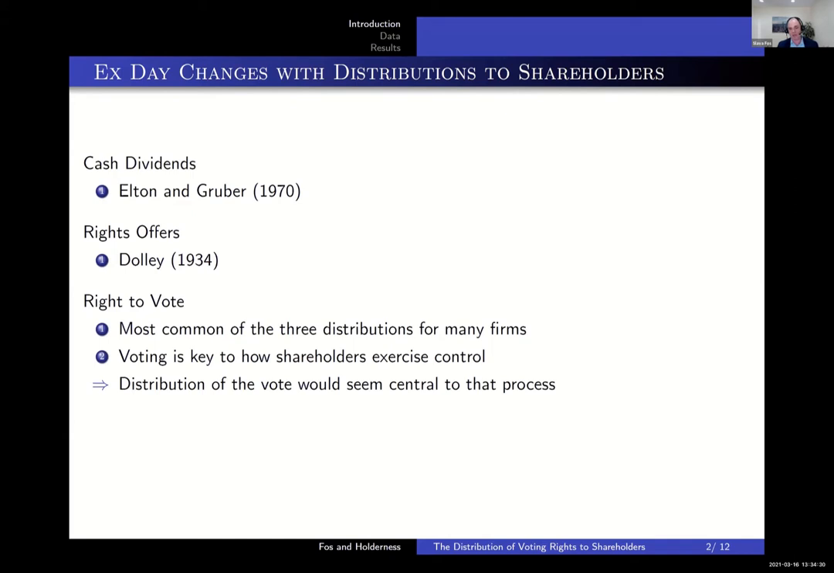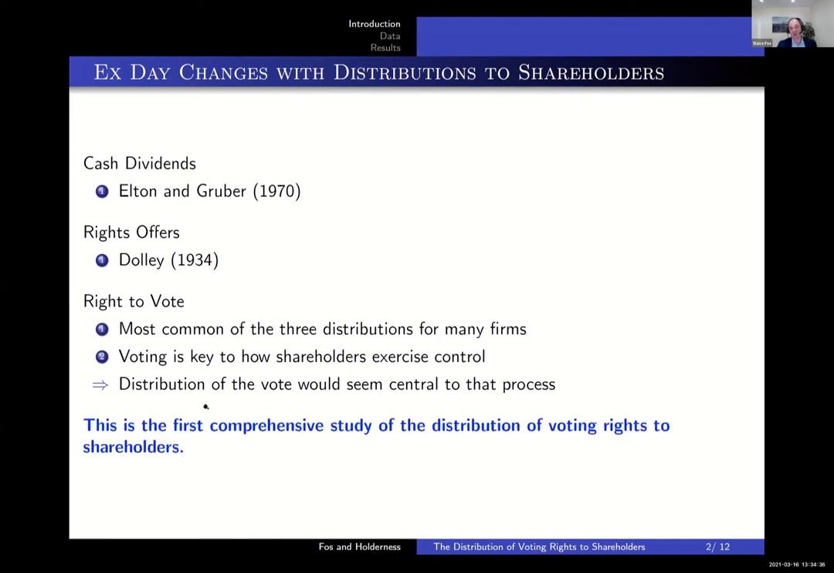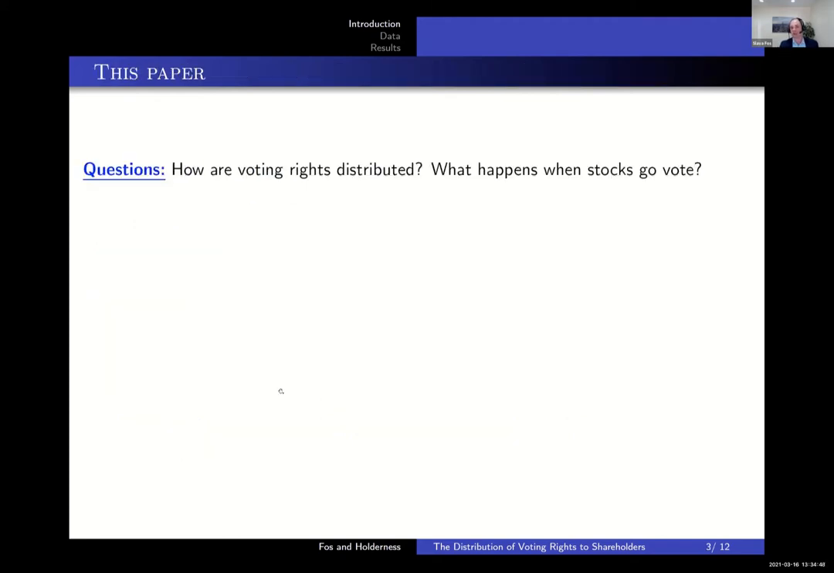Now, it would seem that studying distribution of this right to shareholders would be important. To our surprise, this is the first paper in the literature that looks at what happens when these voting rights are distributed. Particularly, we're going to ask what happens in terms of notifications, what investors are aware of this distribution, but we'll also ask what happens to outcomes, to stock prices, and to trading activity.